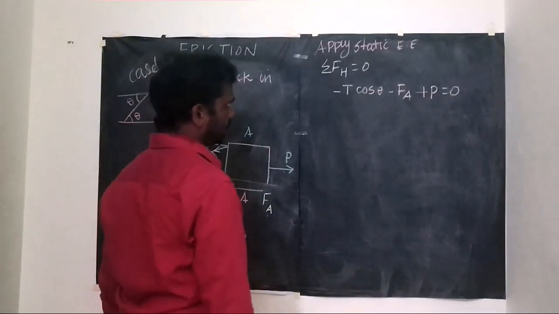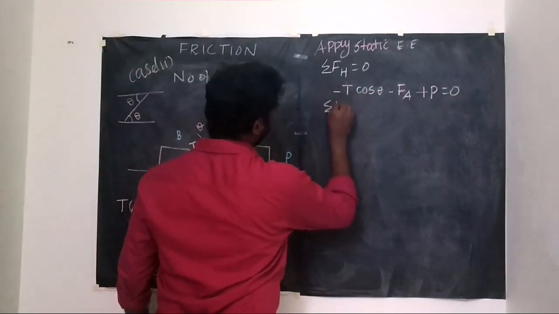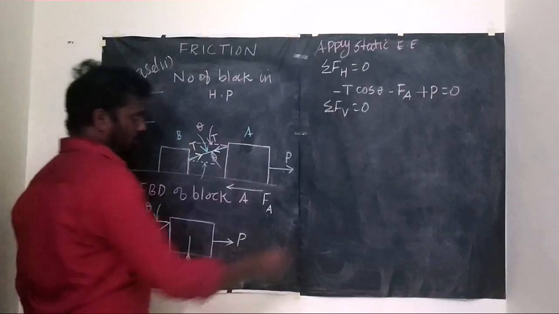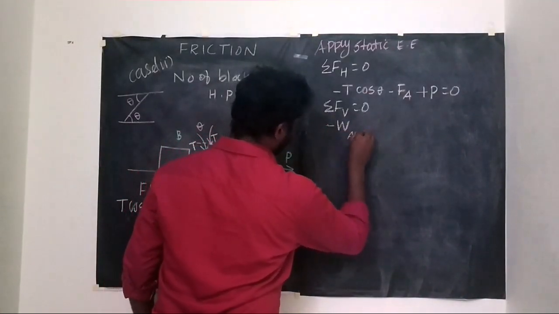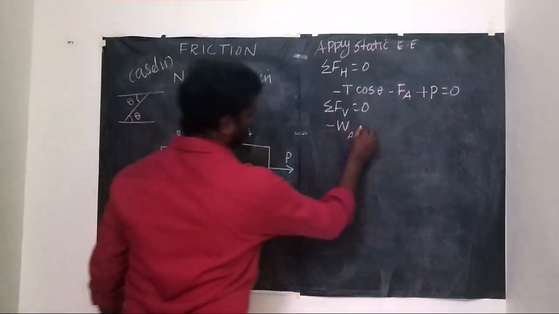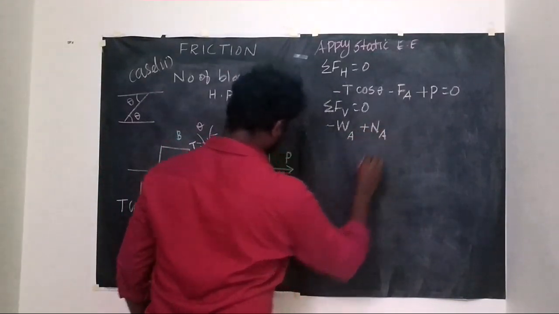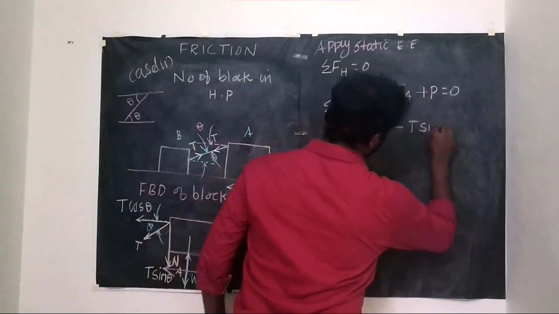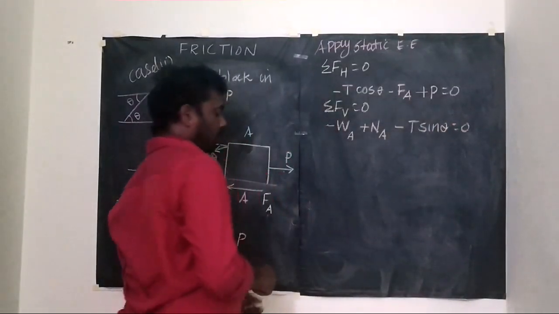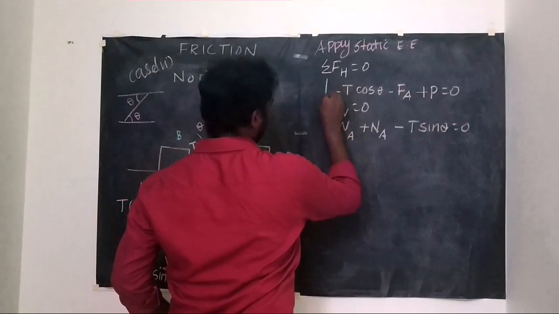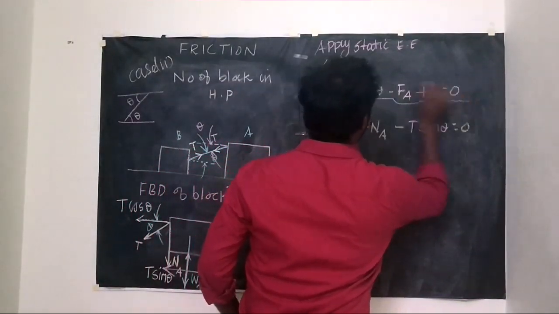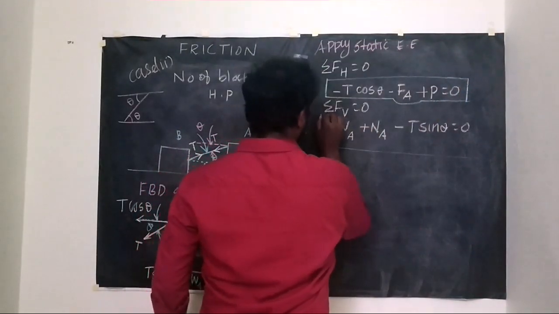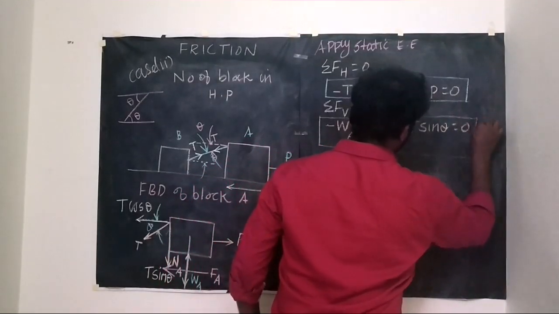Then I am going to write the second equation, that is sum of vertical forces acting on the system equal to 0. Here the self weight is acting downward, so minus W A. Then the reaction force is acting upward, plus N suffix A. Then the vertical component acting downward, minus T sin theta equal to 0. So this is my required equation. With the help of these equations we can calculate the unknown value.